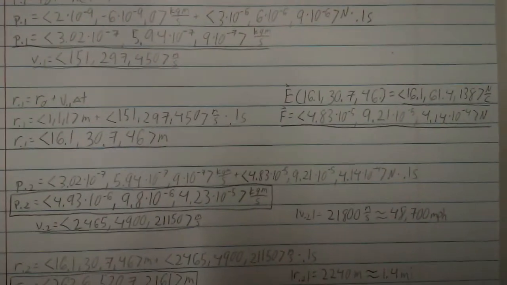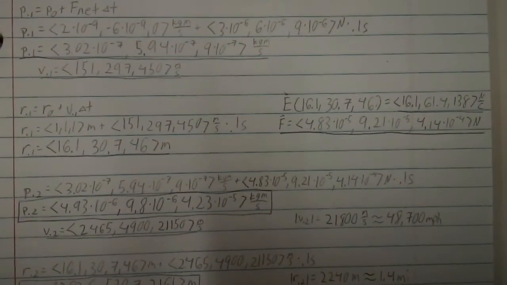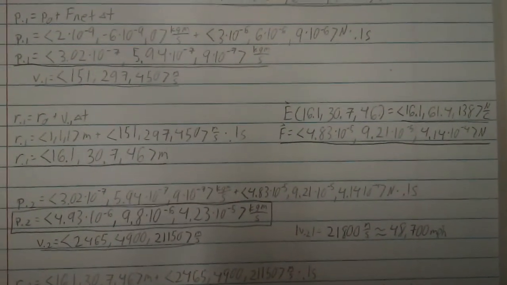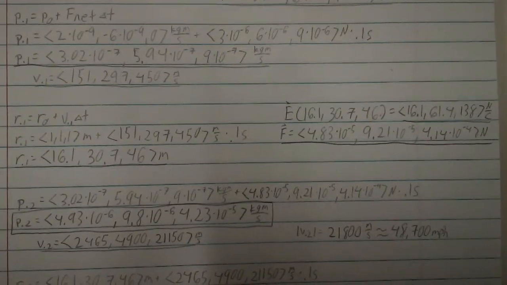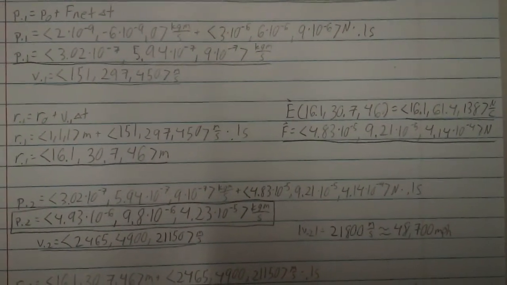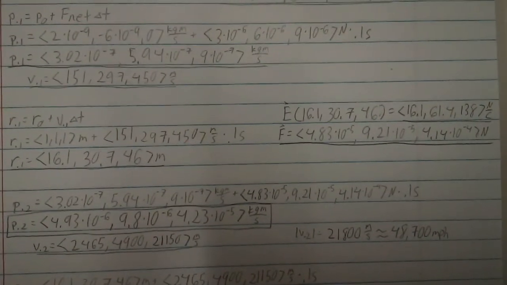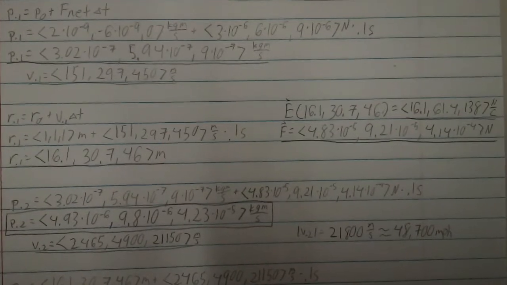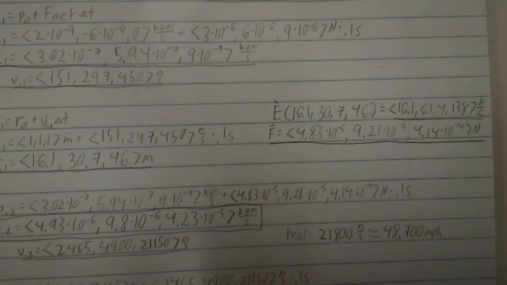Then we find its new position by using the position update equation, which says that the final position is equal to the initial position plus the velocity of the particle at t equals 0.1 times delta t. So we plug all those in, we get that the particle is at 16.1, 30.7, 46 meters.